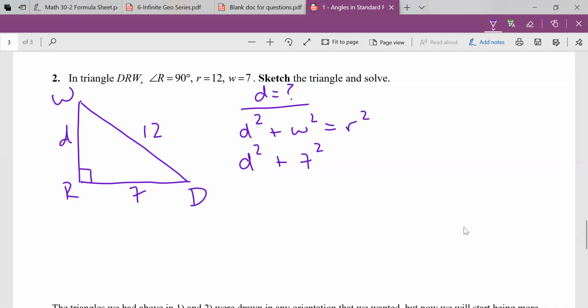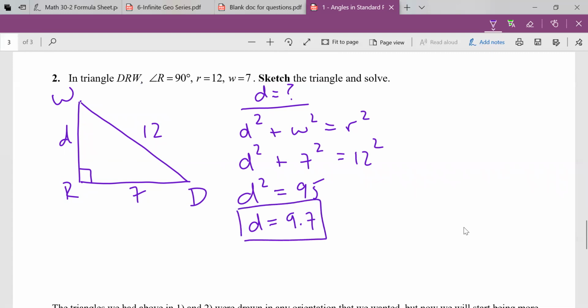d squared plus 7 squared is equal to 12 squared. d squared is equal to, so 144 minus 49 sounds like 95. And d is the square root of 95. And again, we usually do side lengths to the nearest tenth, so that's approximately 9.7. There it is. Now, let's find some angles.